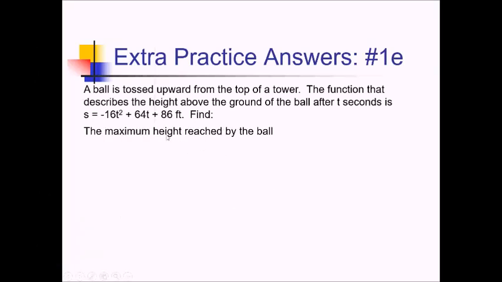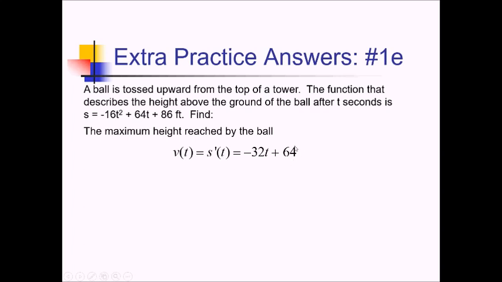For this one, we want to find the max height reached by this ball. So for that, I am going to finally define the velocity function. That's again going to be S prime of t, which is going to be negative 32t, just using the power rule here, plus 64, and that 86 is gone because it's a constant. Now to find max height, I need to know when velocity changes direction, specifically when it changes from positive to negative. So I'm going to go ahead and set this equal to 0 and find critical values.